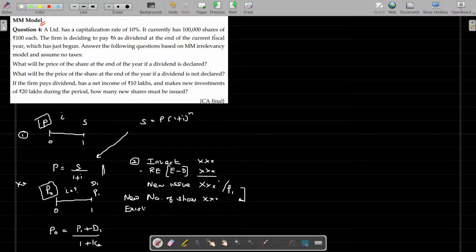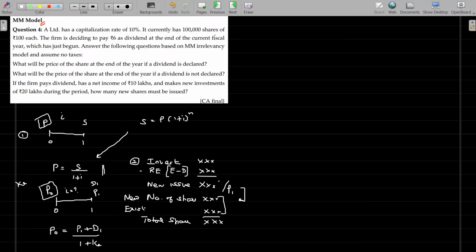How many existing shares are there? I don't know. It will be given in the sum. If you add both, that is the total number of shares available by the end of first year. Total number of shares. What will the company value be? What is the value of the company? This is the total number of shares by the end of first year. And per share by the end of first year could be P1, the price by the end of first year. P subscript 1. If you multiply these two, with P1 you will be getting the market value by the end of first year.